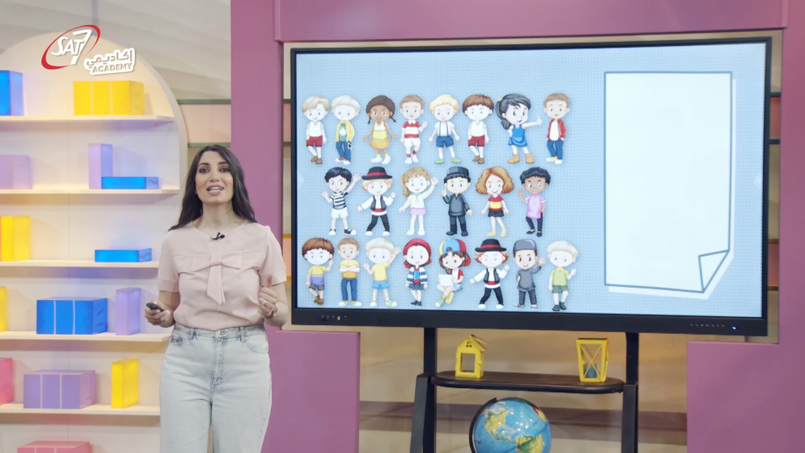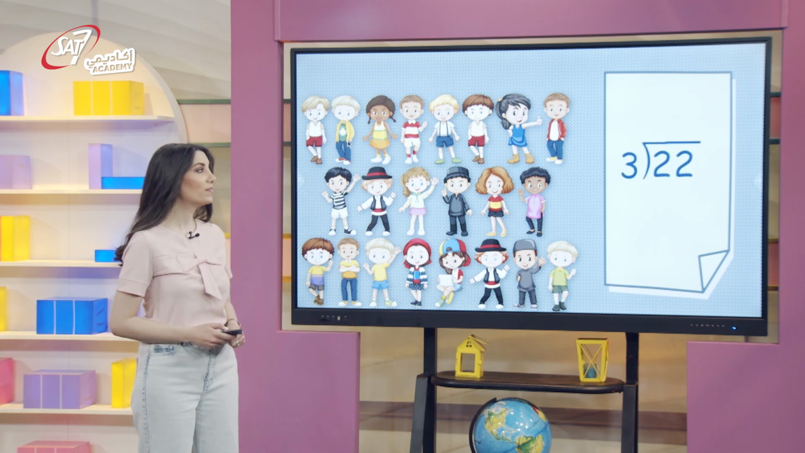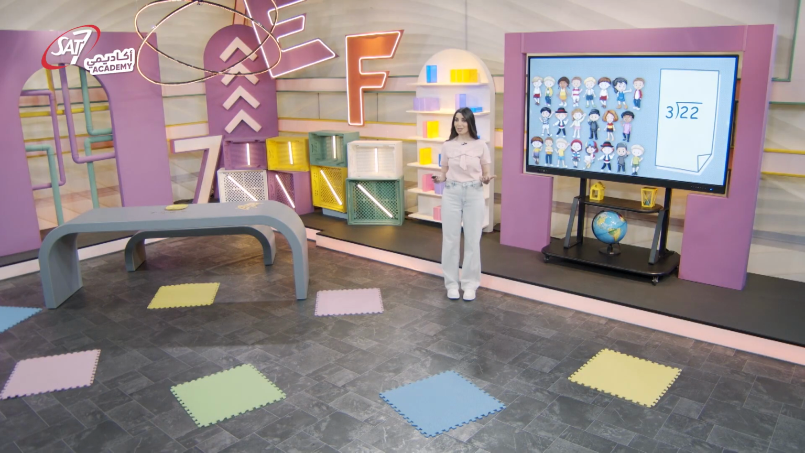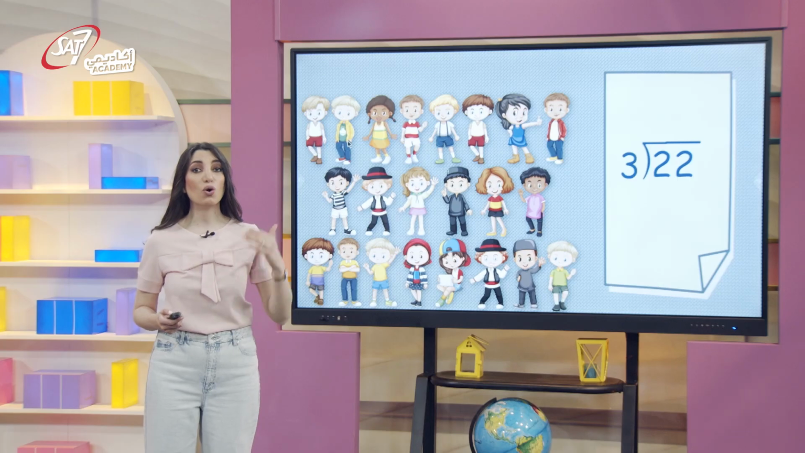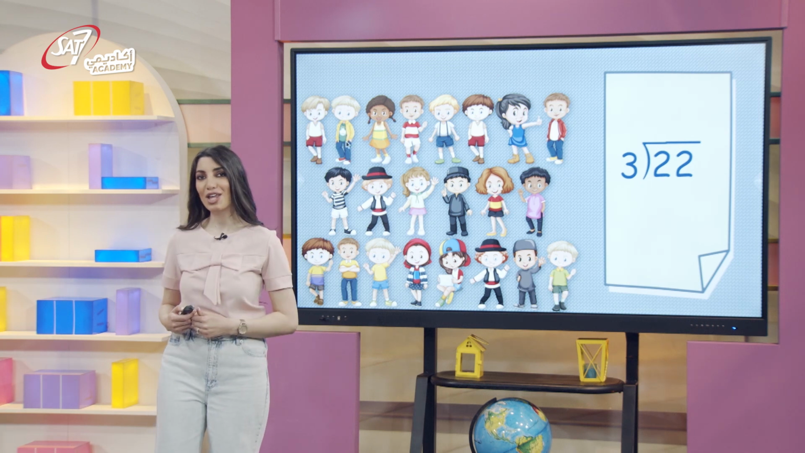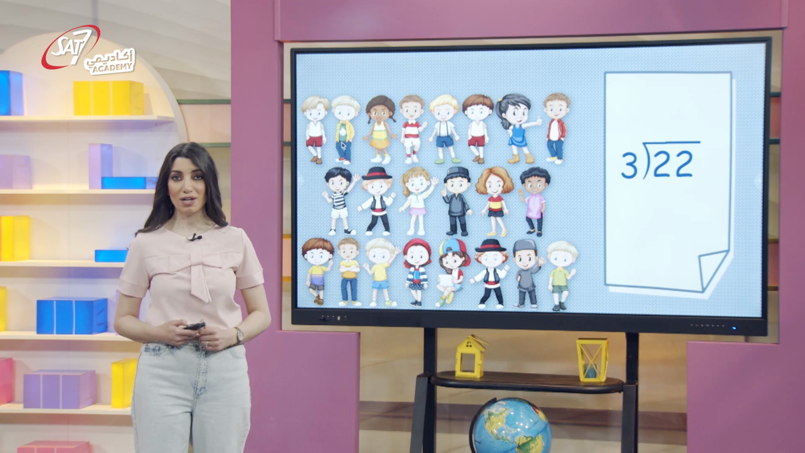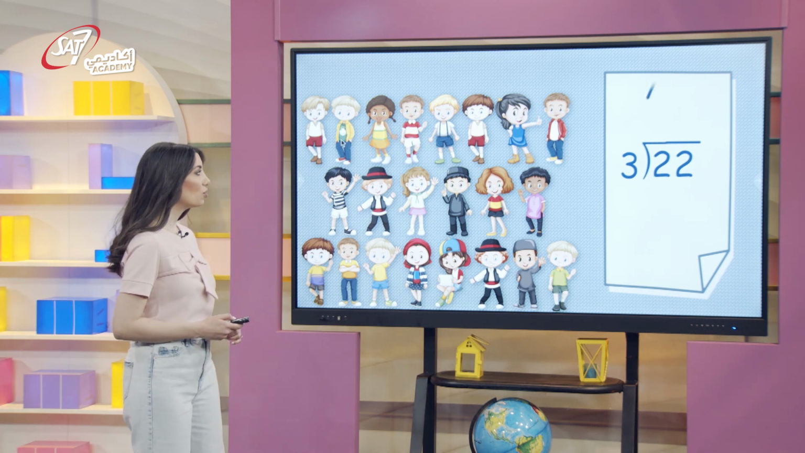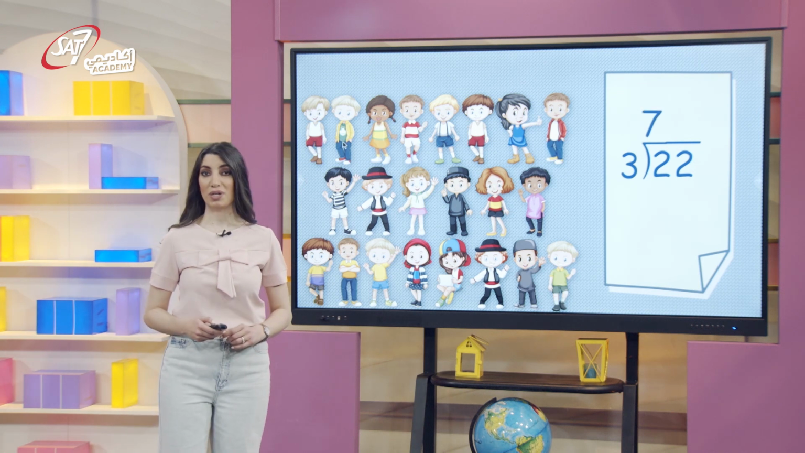Let's place the numbers in the division tent. How many 3s are there in 22? What times 3 equals as close as 22 but doesn't go over 22? 3 times 6 is 18. 3 times 7 is 21. 21 is the closest, so there are 7 groups of 3 in 22.